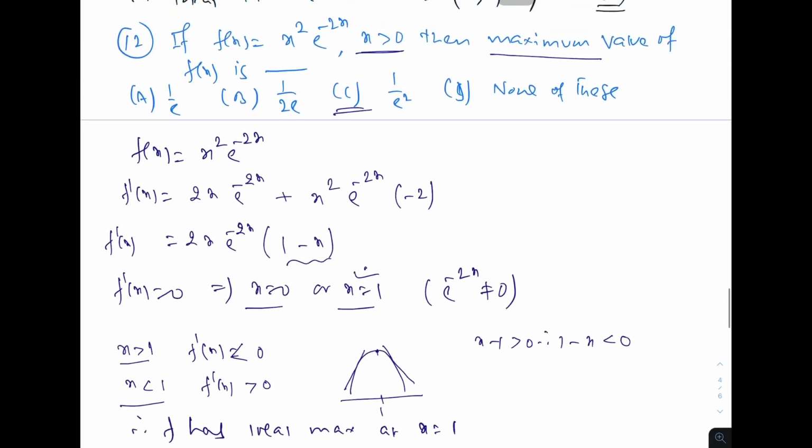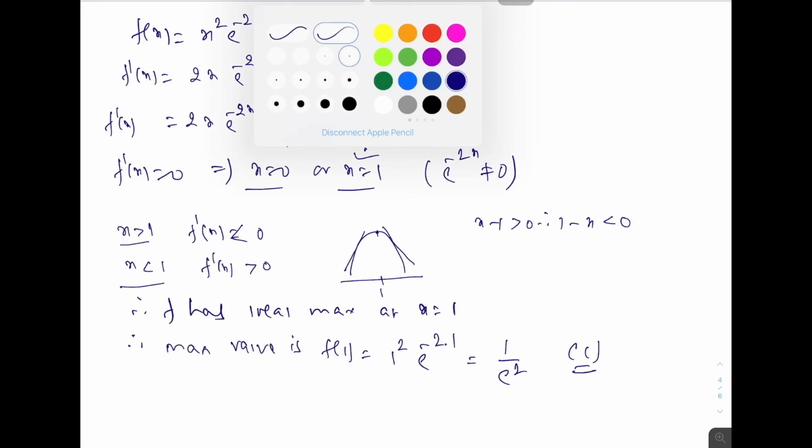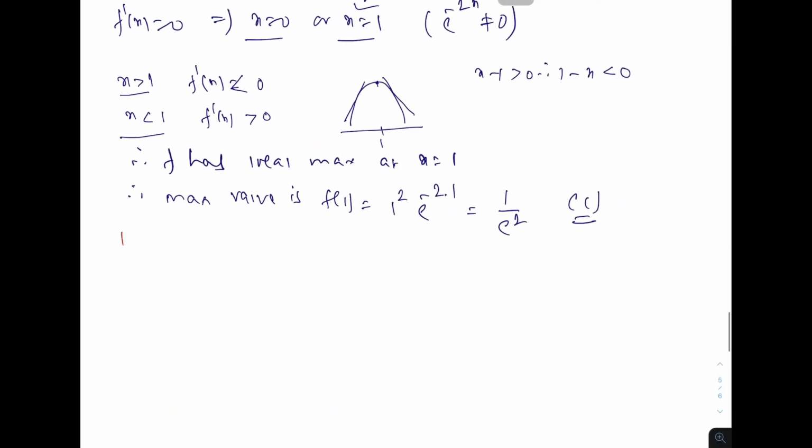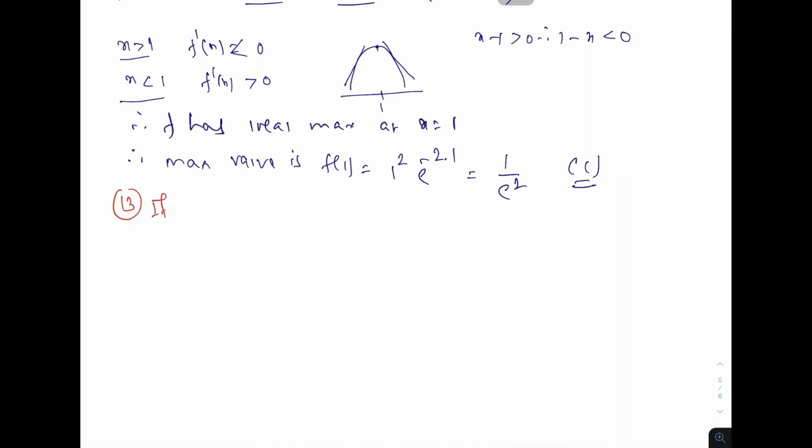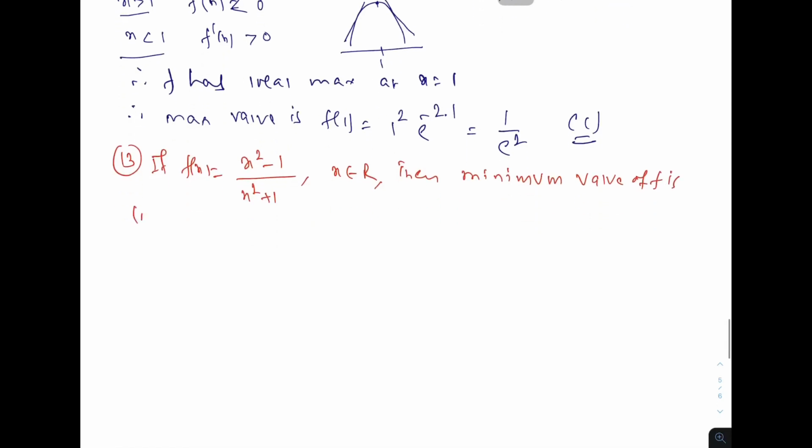Okay, let us take one more example. If f(x) is equal to x square minus 1 over x square plus 1, x belongs to R, then minimum value of f is, option is, does not exist.